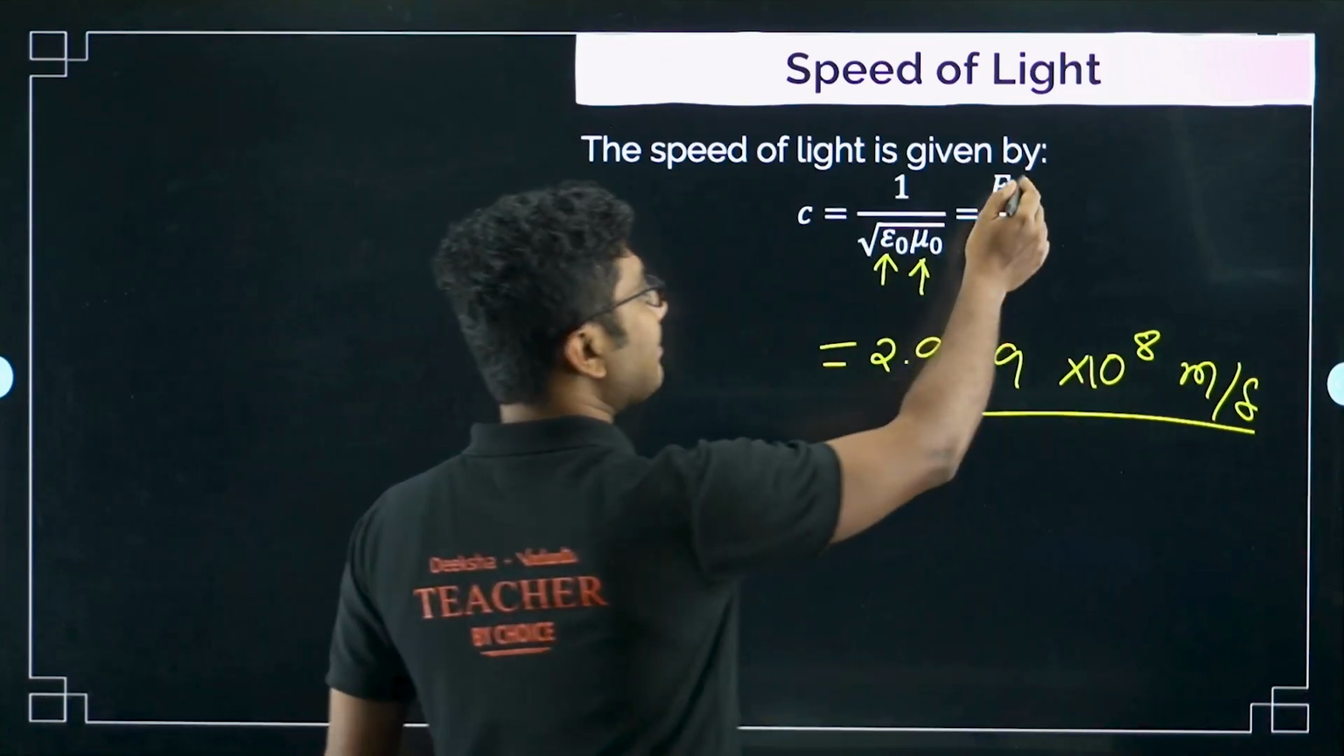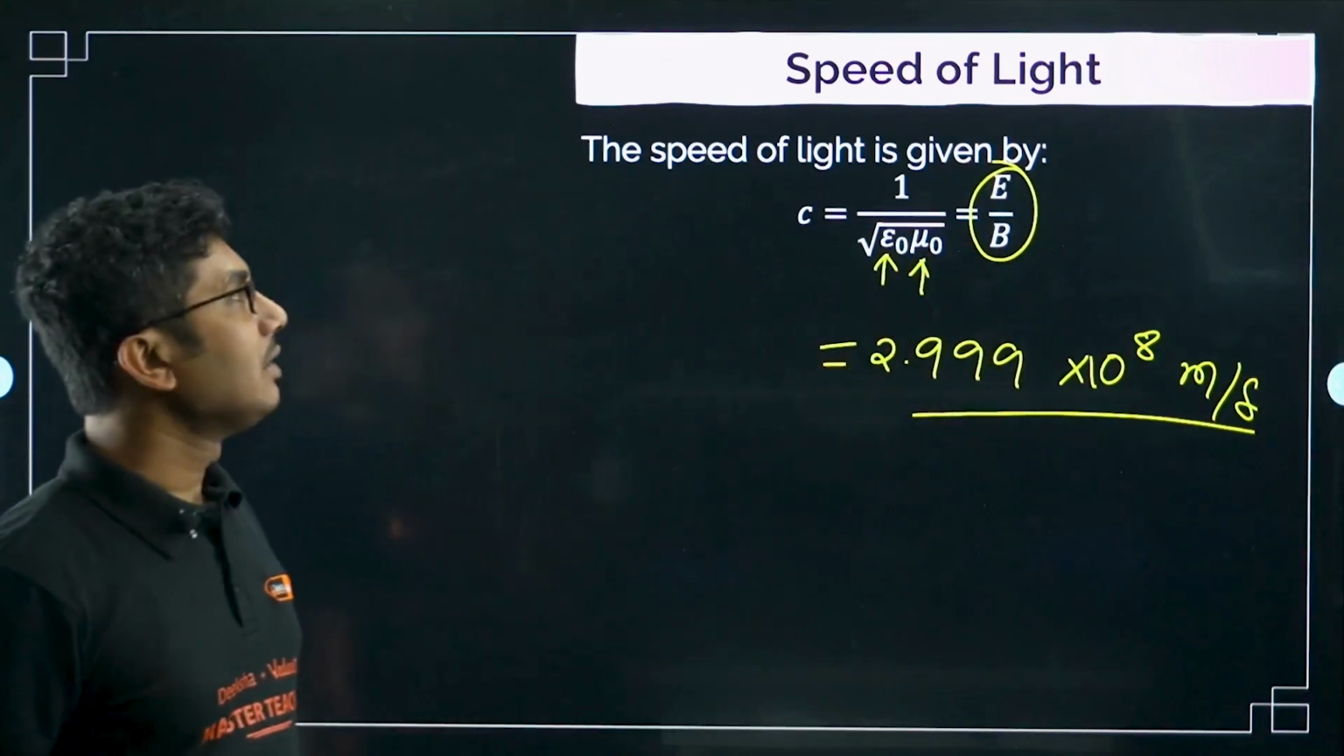There is another equation, E by B or E naught by B naught, we will see that in a while.